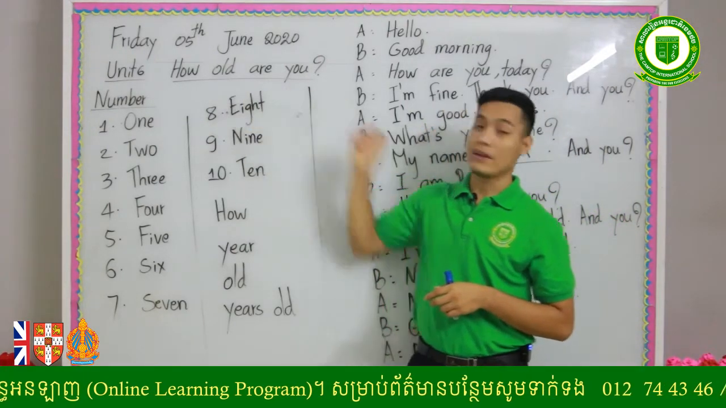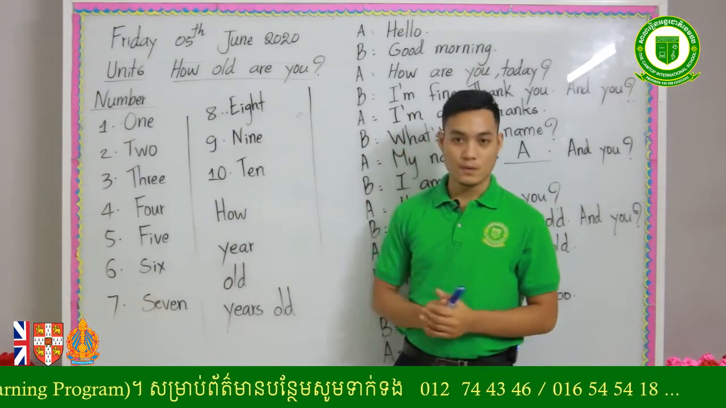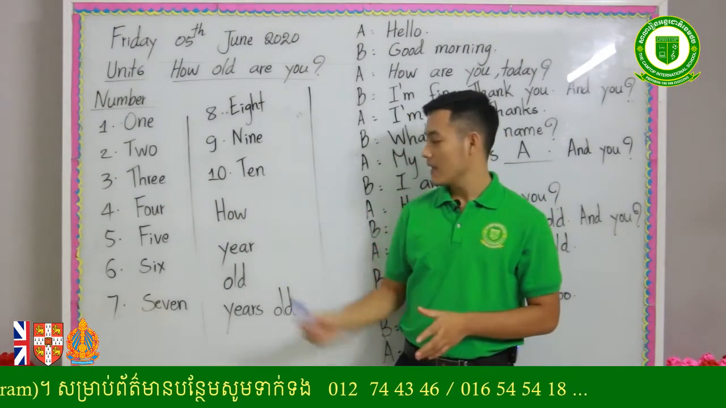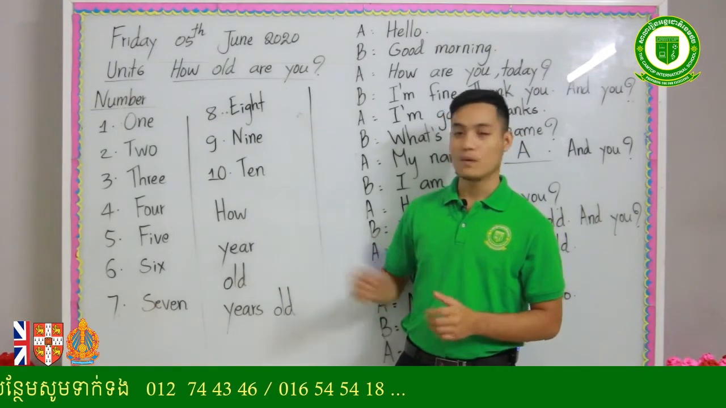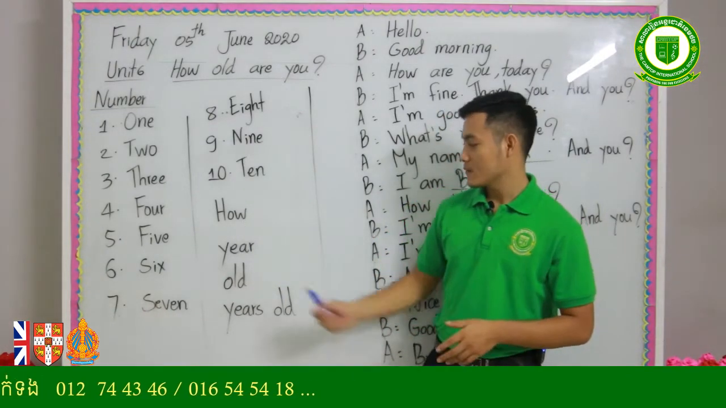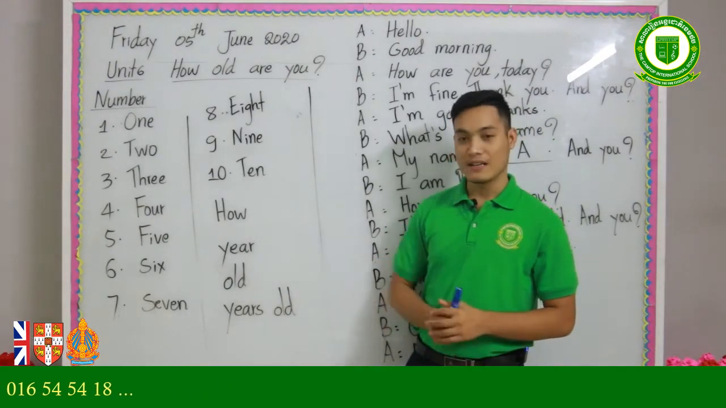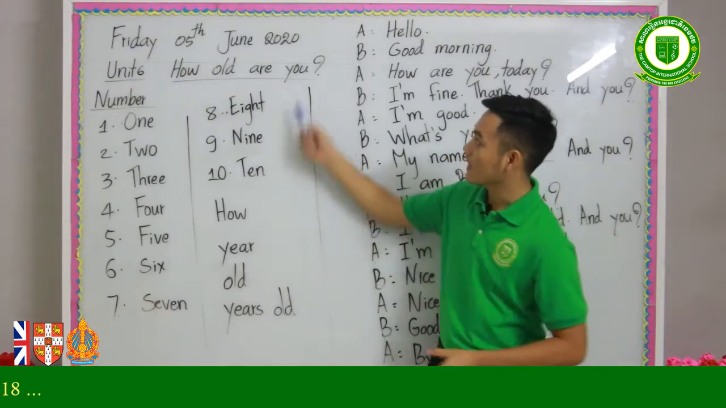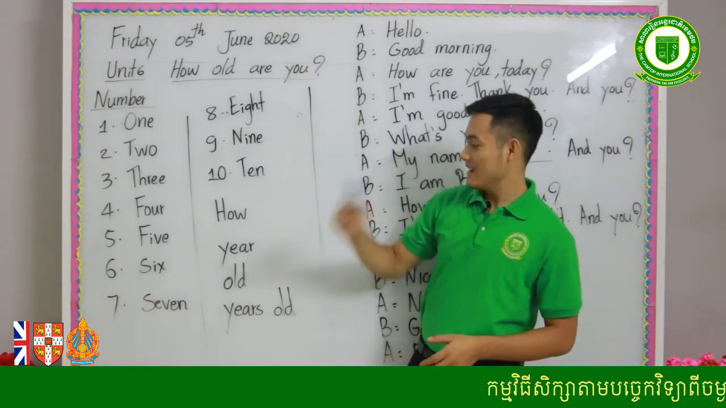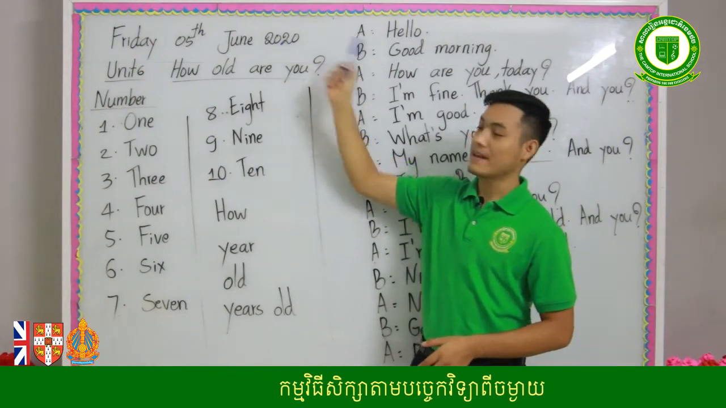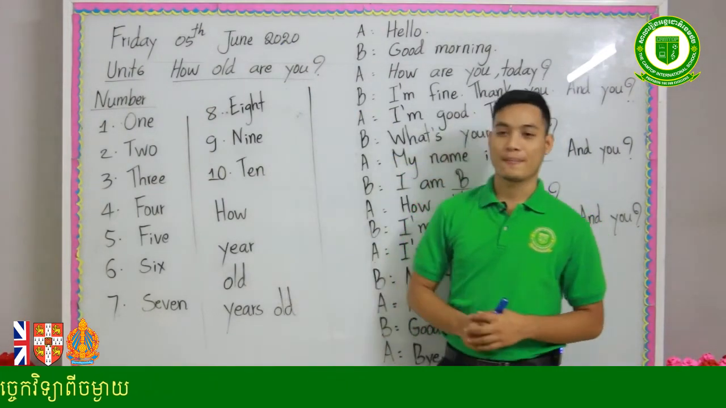Besides learning the numbers 1 to 10, I will teach you some words related to how old are you. Read together. This one is how. Again, how. The next word is year. Again, year. Like the year here. What year is it? 2020. The year is 2020. Good.